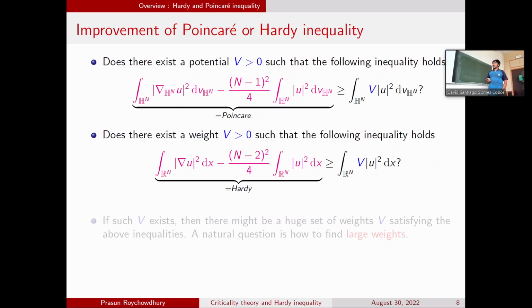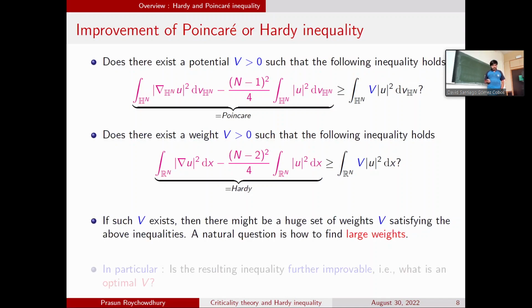And the next part will be, suppose such a V exists. Then the question is, does there exist anything bigger than that V? Suppose we can find some V. Are there any V which is bigger than our first case? So there is always a question of what is a larger weight. That kind of question one can immediately ask.